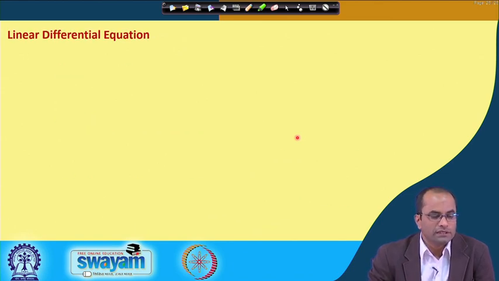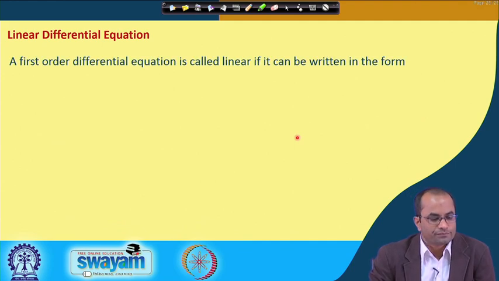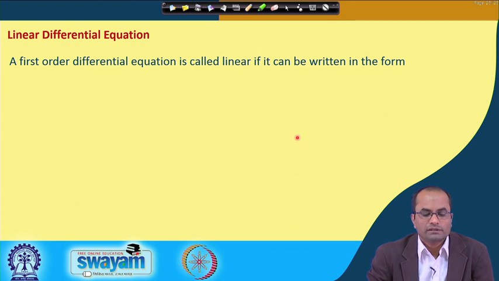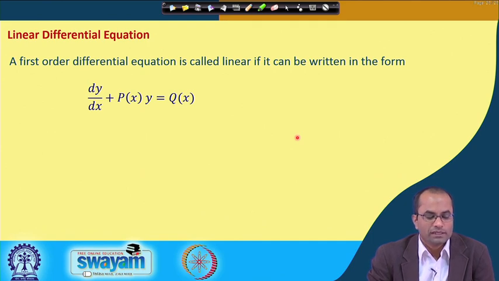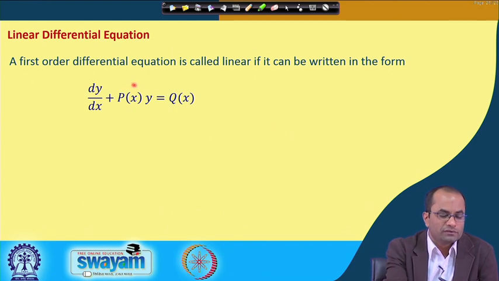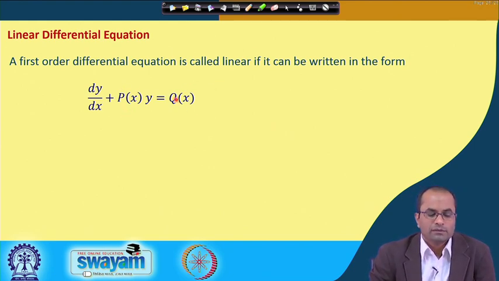So, here are the linear differential equations, which are the topic of today's lecture. A first order differential equation is called linear if it can be written in this form: dy over dx plus p(x) y is equal to q(x). Here p is a function of x only and q is also a function of x, but that can be a nonlinear function of x.